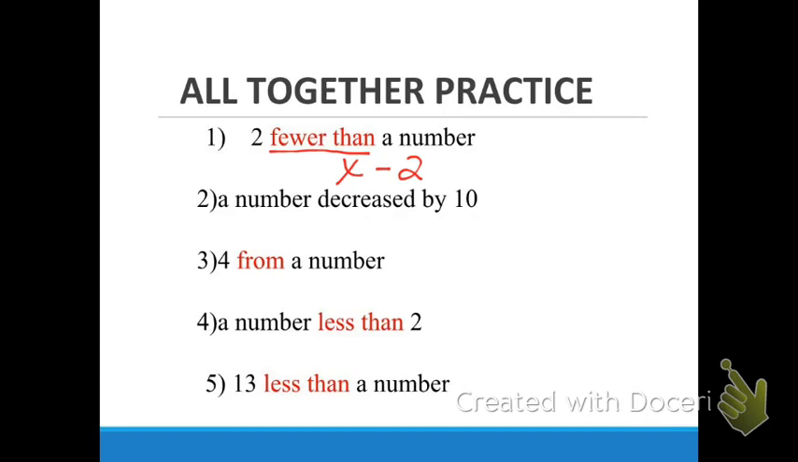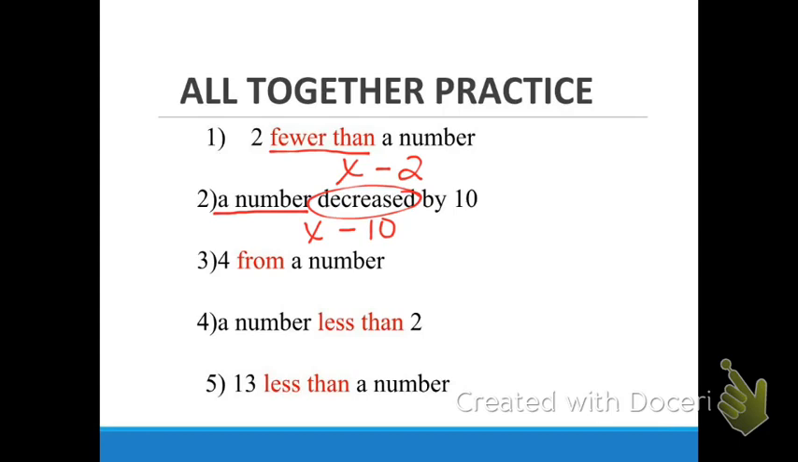How about number 2? Did number 2 have any turnaround words? No. No turnaround words. So it stays in that order. So a number is X. Decreased by means subtract. And then 10. So X minus 10. Raise your hand if you got that one. Okay, good.